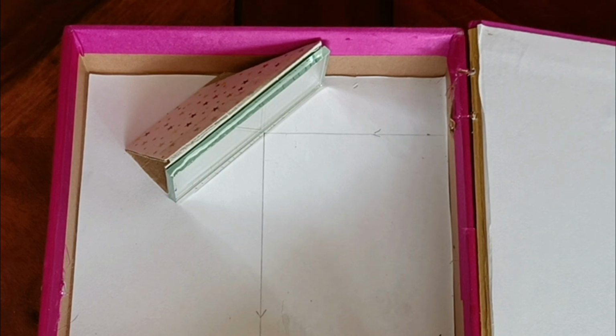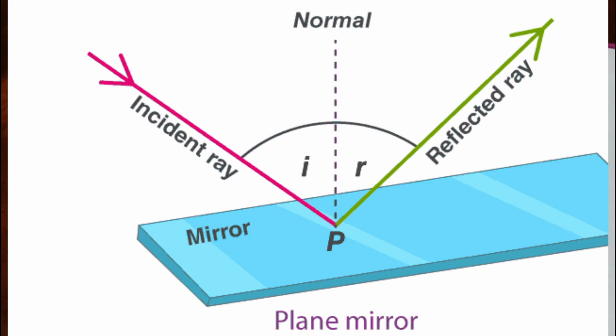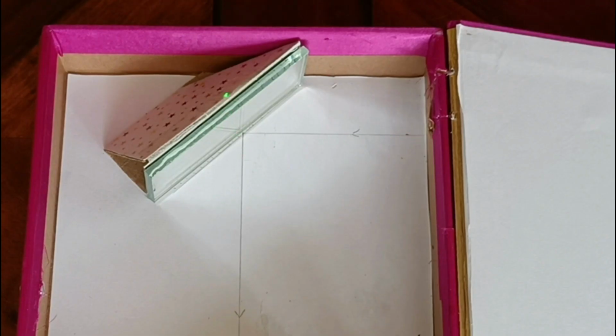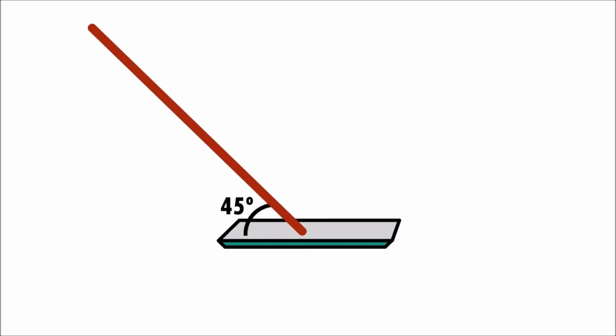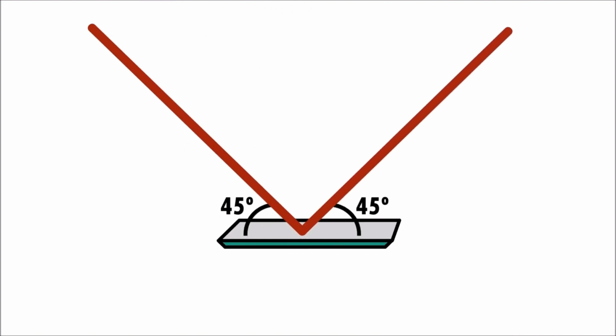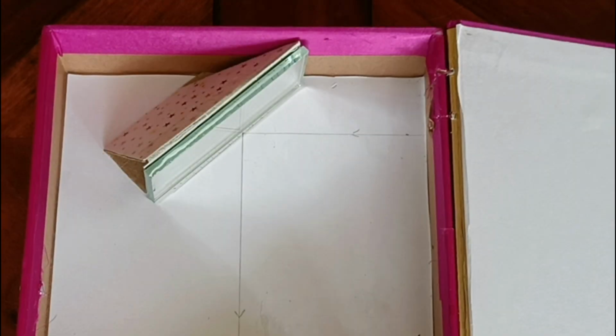Now this part is the incident ray. We have kept the mirror at 45 degrees to the incident ray. Now you must be knowing that the incident angle and the reflected angle are always equal. So what we need over here is a 90 degree angle. For that, we need to keep the incident angle at 45 degrees. So automatically the reflected angle will also be 45 degrees. So 45 plus 45 degrees is equal to 90 degrees. So this is how it becomes a 90 degree angle.